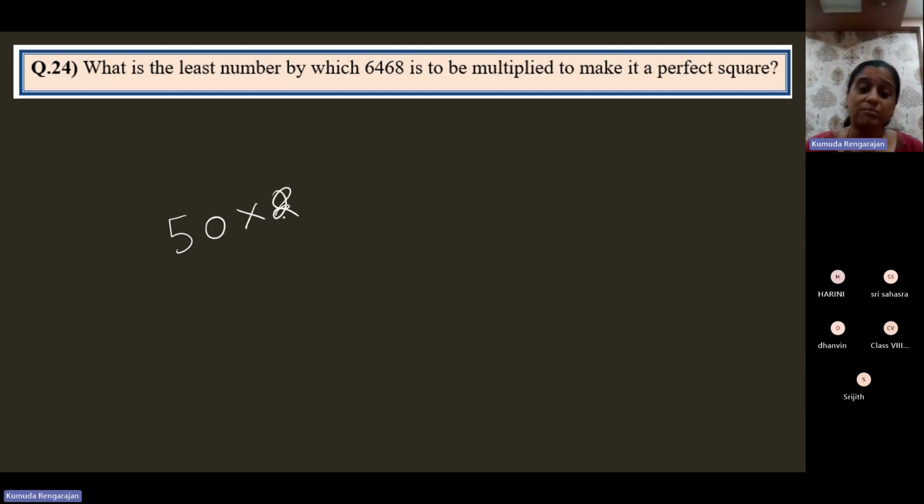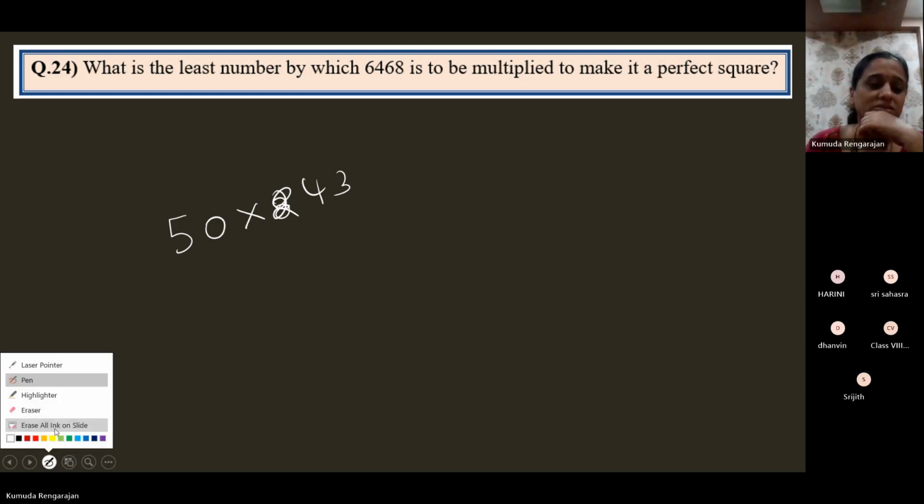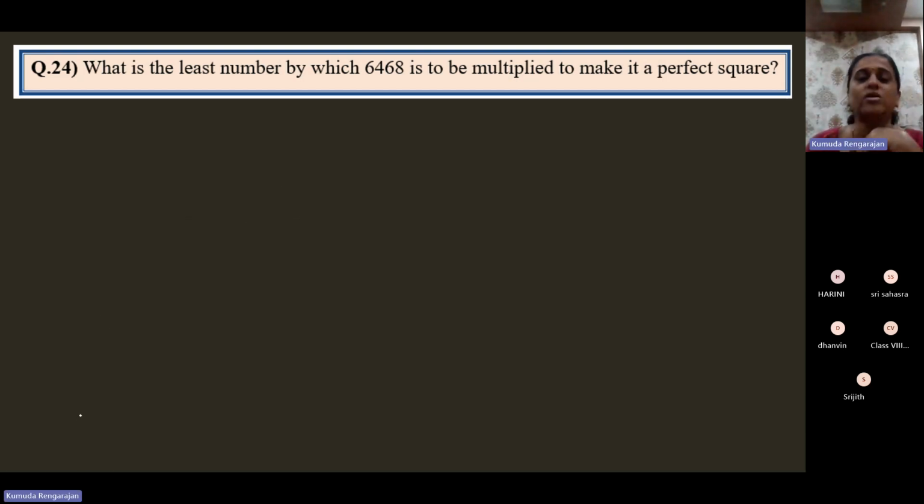See, the smallest number can be 43. The smallest number need not be a very small number. It can be any number, but that should be the smallest number. The smallest number can be greater than 100 also. Smallest number does not mean a number of very small value like 2, 3, 5, not like that. It can be a large number, but that should be the smallest number. There should be no number smaller than that.